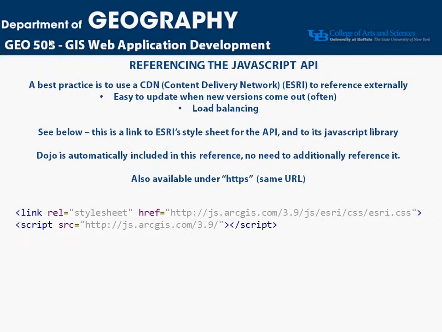So here's the code. First, the ArcGIS JavaScript API 3.9 has its own style sheet. So here's an online reference. When we did style sheets earlier, we just said map.css and it's on our hard drive. This style sheet is actually linked to a web location. So this is a location where Esri has the style sheet that corresponds to the JavaScript API. And it's available in both HTTP or HTTPS if you have a secure site. If the rest of your site is secure, you'll want to reference the HTTPS here. Otherwise, you might get an error.